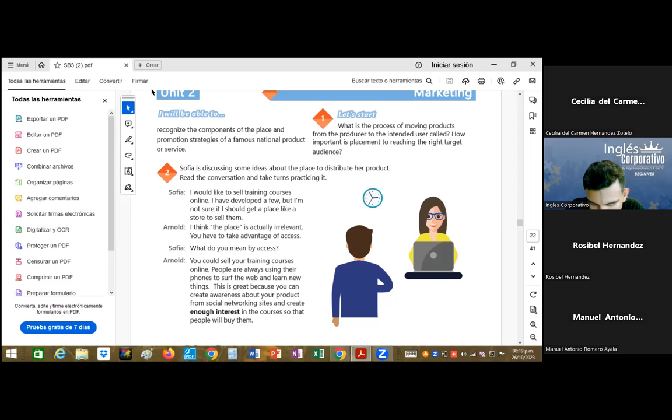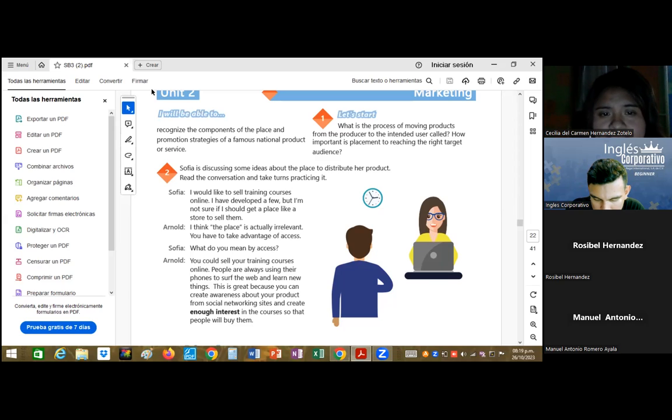Vaya, don Manuel. ¿Quién me hace barra? Ay, vea, sí, yo. Sí, llámalo. Bueno. Empieza usted, empiezo yo.